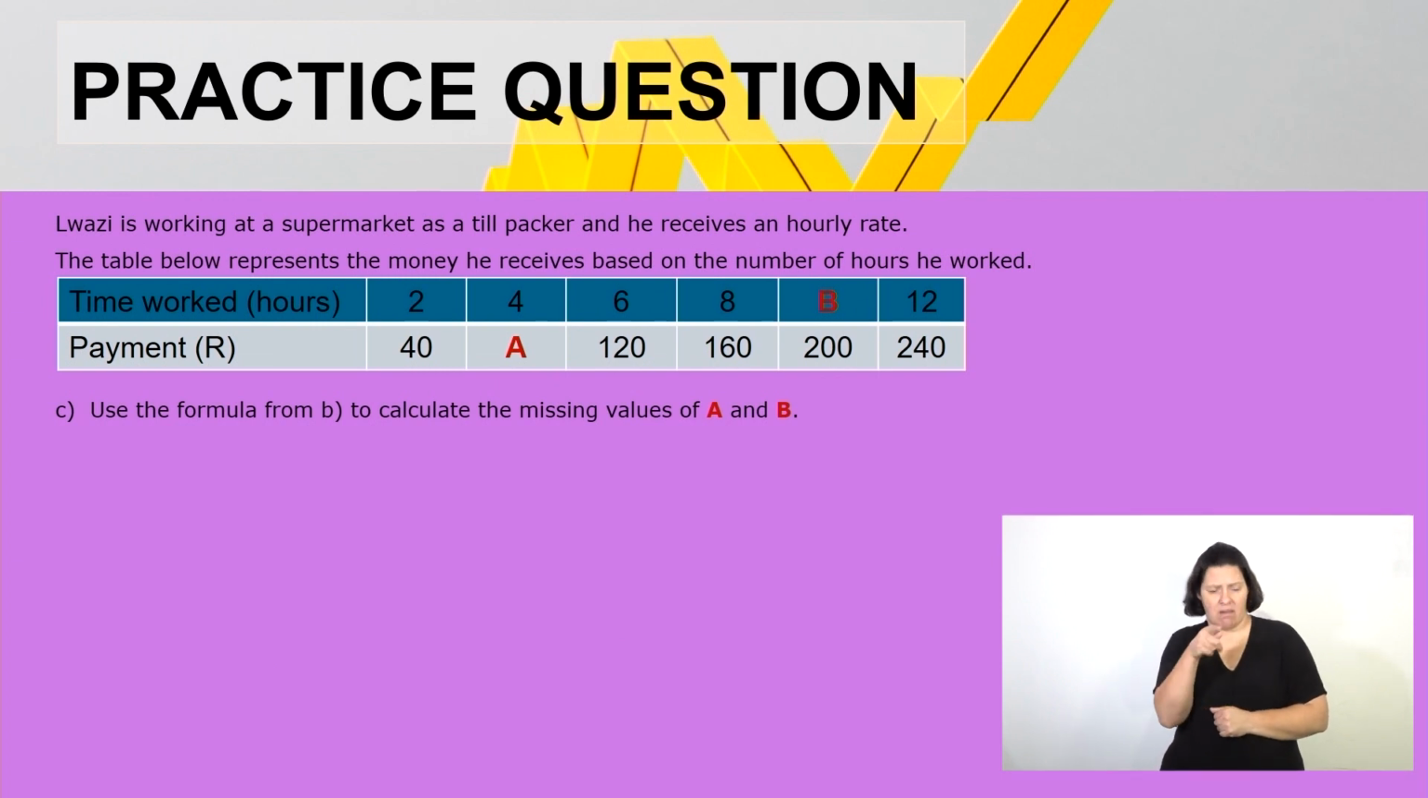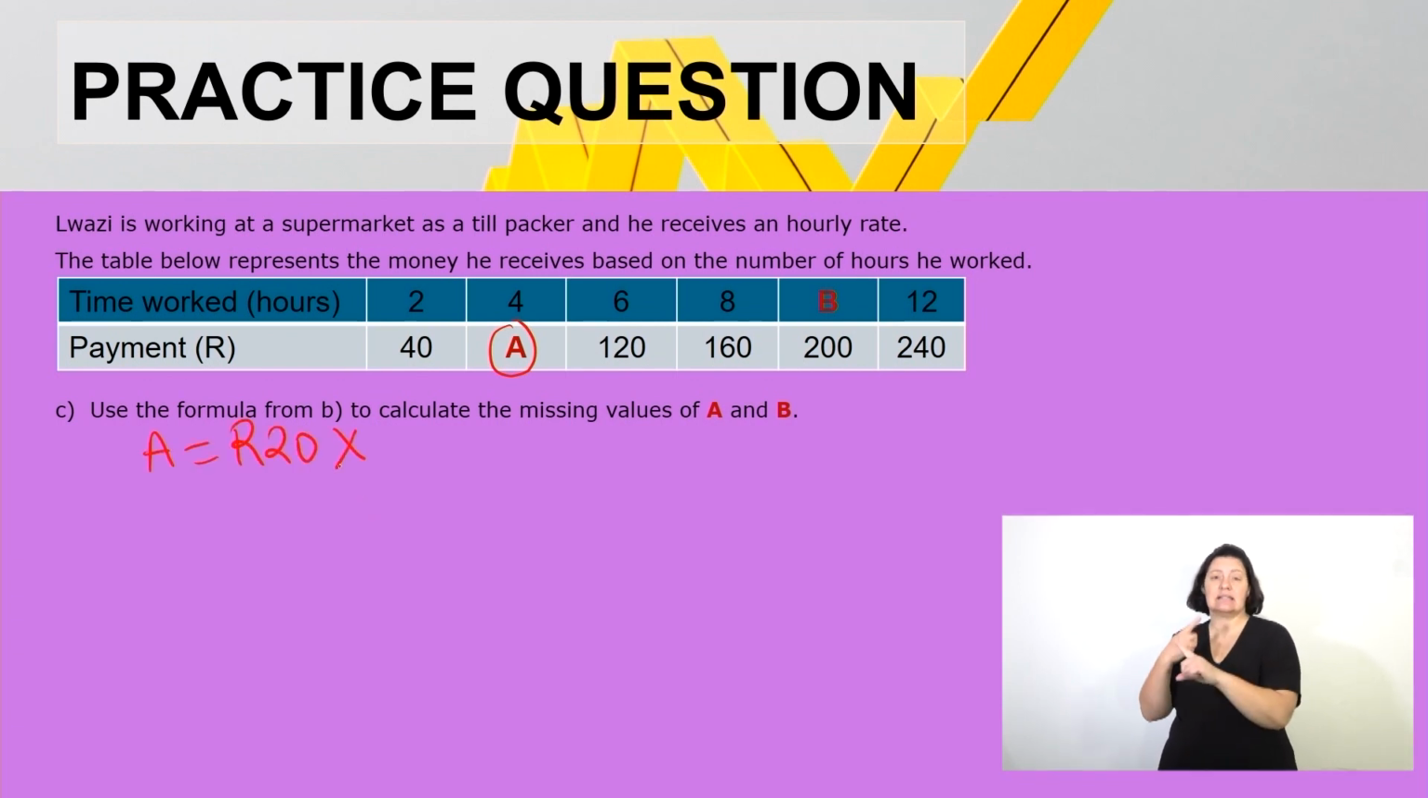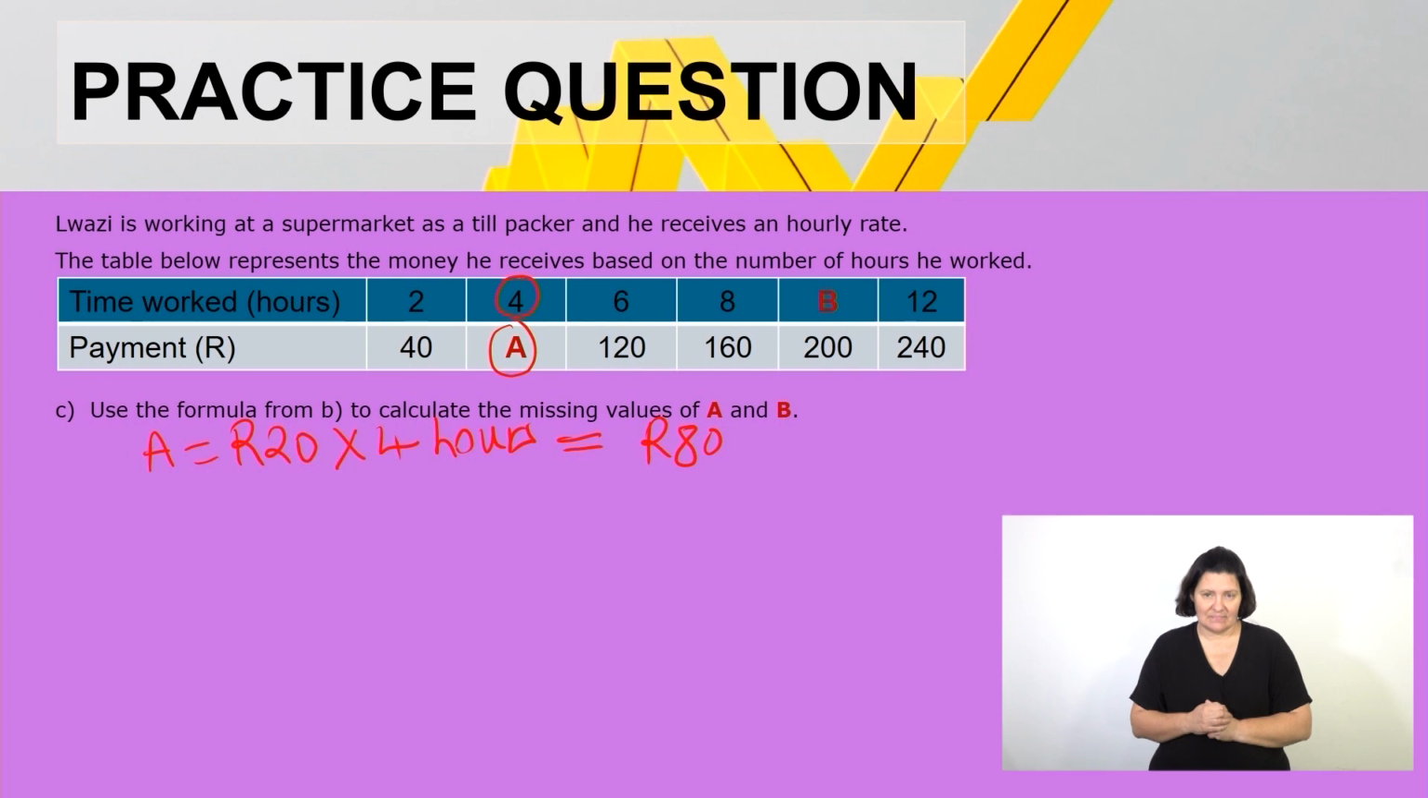Use the formula from B to calculate the missing values A and B. We said it is payment. In this case, our payment is A. Therefore, we say A is equal to 20 rands multiplied by 4 hours. So we know 2 times 4 is 8. It will then give us 80 rands.